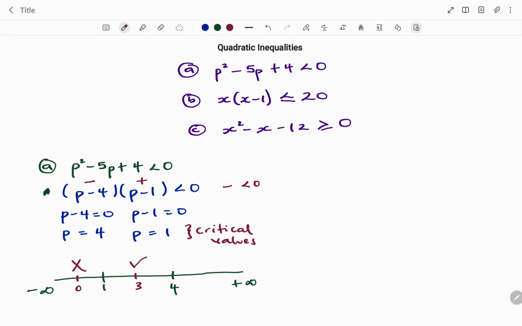The last set of numbers I'm testing are numbers greater than 4. So let's say I'm testing 5, which is a number greater than 4. I go back to my equation and then slot in 5. In the first bracket, I'm going to have a positive value because numbers greater than 4, 5 for example, 5 minus 4 will give me a positive value. In the second bracket, 5 minus 1 is also positive. So what that means is numbers greater than 4 will give me positive values in the two brackets.